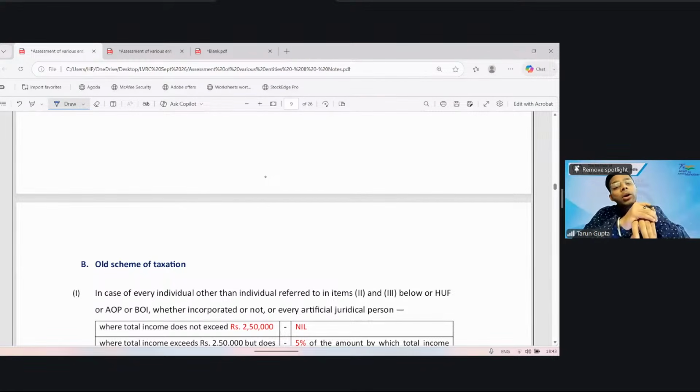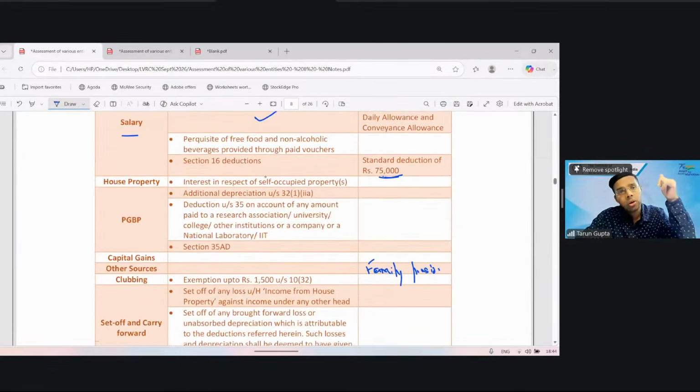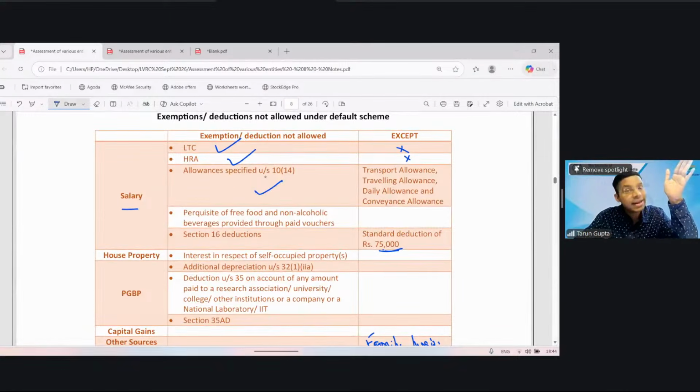Then we discussed what all exemptions and deductions are not allowed under the new tax regime. So this is an important part. We discussed it in the notes also, and we discussed it with the help of this table head-wise. Under the head salary, first, LTC and HRA are not allowed. Then the exemption of allowances under section 10(14) is not allowed except travelling, daily, conveyance, and transport. Then standard deduction is allowed up to 75,000 and no other deduction under section 16 is allowed.